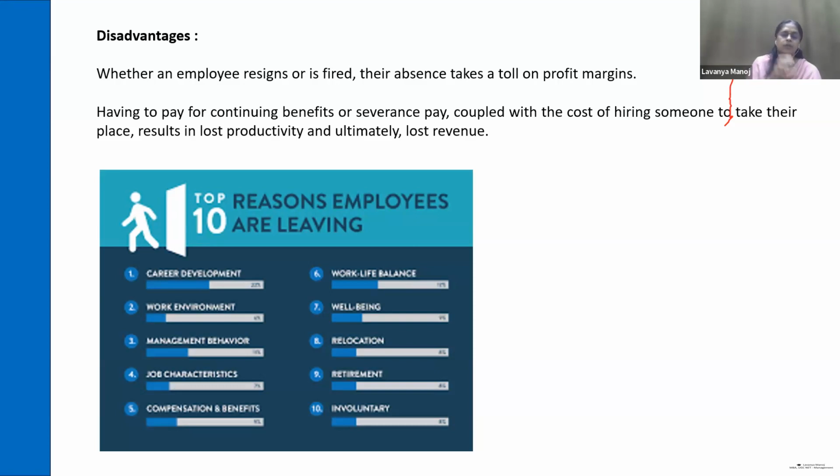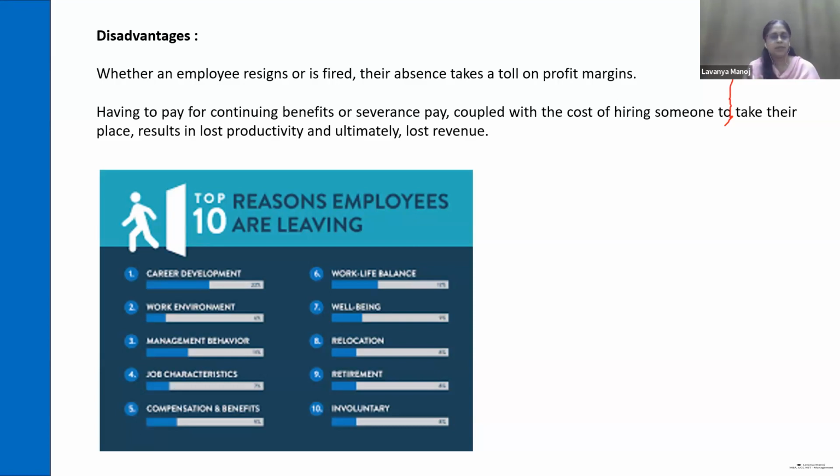It is based on a survey taken in the USA, I think, not in India. But these are the main reasons: career development, work environment. They are not comfortable with the work environment. Management behavior: if they feel management is not very supportive, they may leave the company. Job characteristics: the job, what they are doing, they are not happy with that. And compensation and benefits: the pay scale, pay plan, they are not happy.